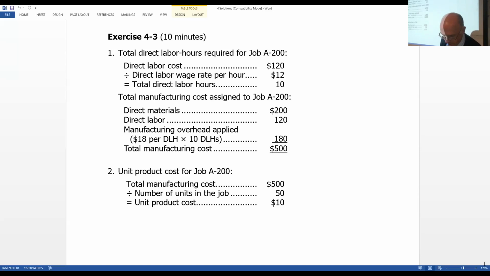For part B, if job A200 consisted of 50 units, what is the average cost assigned to each unit included in the job? So we take 500 divided by 50, and we get 10. That's the unit product cost. What if you usually sell these things for $25 a unit, and some outsider from Nebraska said, we'd like to buy 5,000 units at 15 per unit? Would you say yes or no?